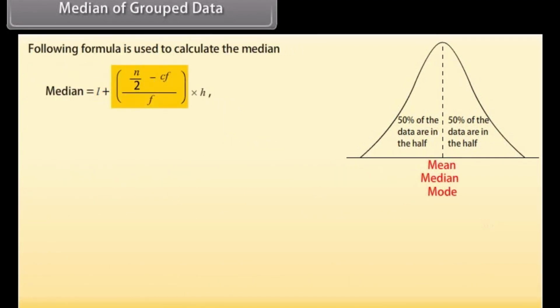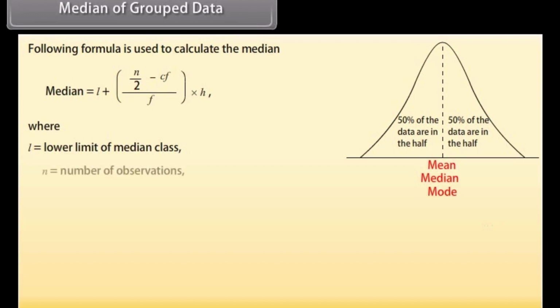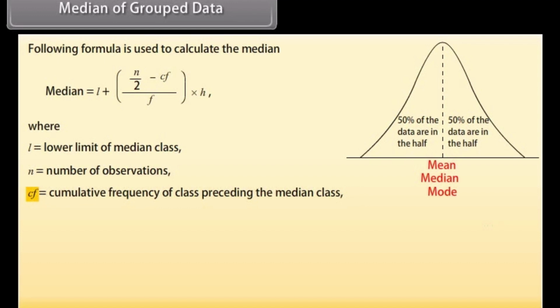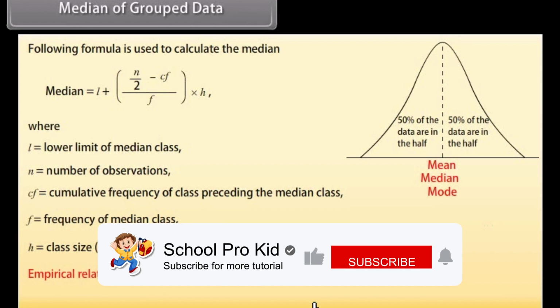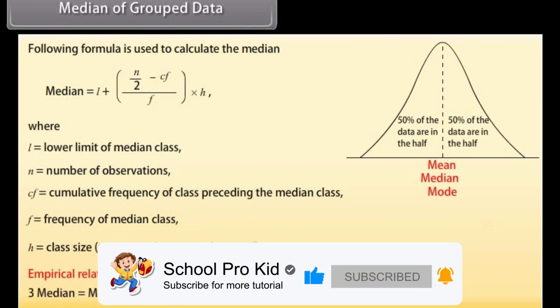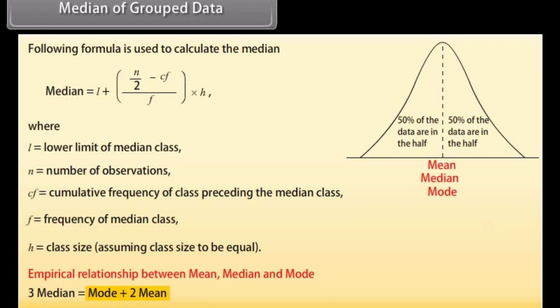Median equals L plus ((n by 2 minus CF) divided by F) multiplied by h, where L is equal to the lower limit of the median class, n equals number of observations, CF equals cumulative frequency of the class preceding the median class, f equals frequency of the median class, h equals class size, assuming class size to be equal. Empirical relationship between mean, median and mode: 3 median is equal to mode plus 2 mean.